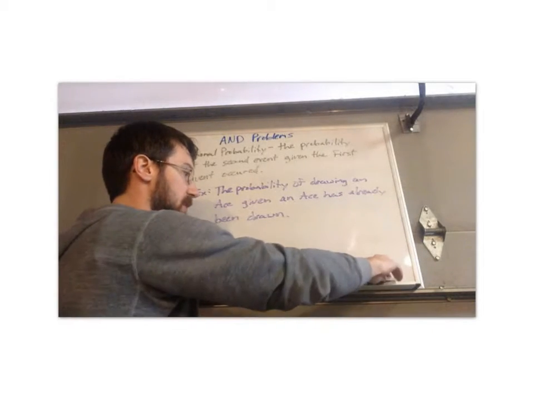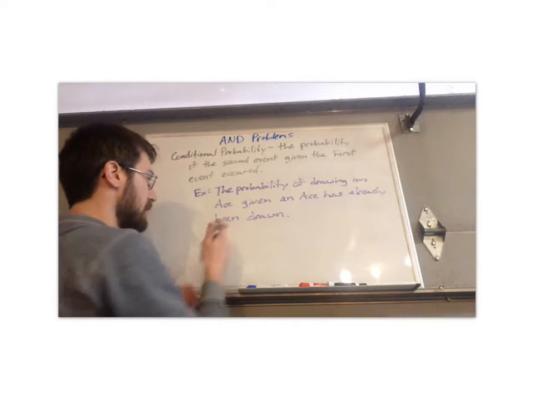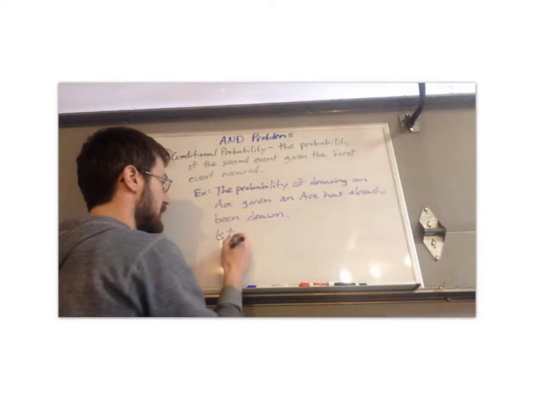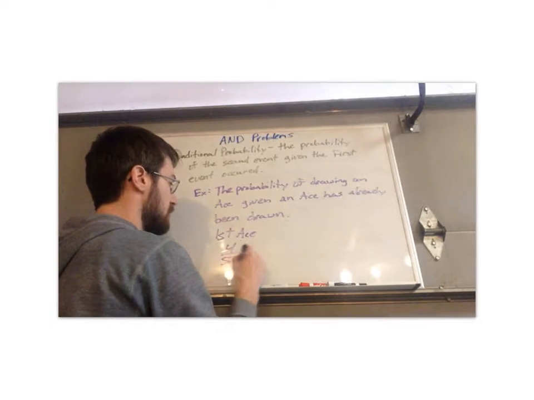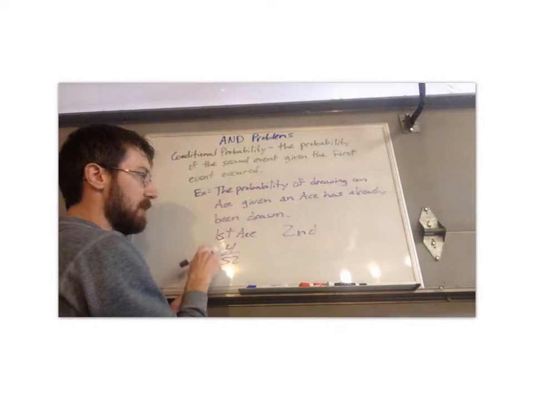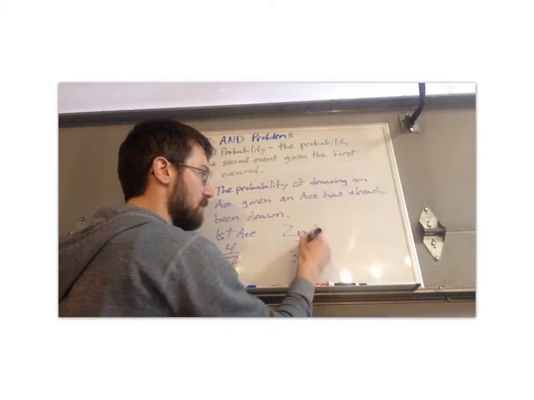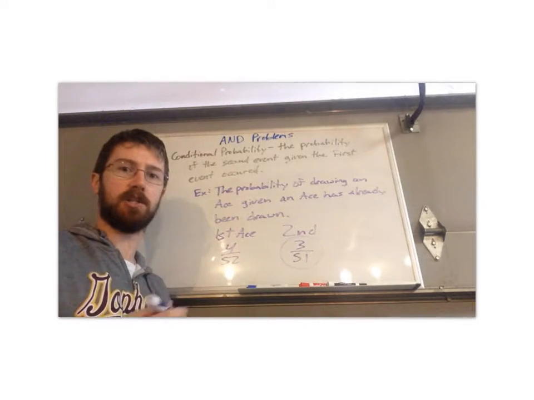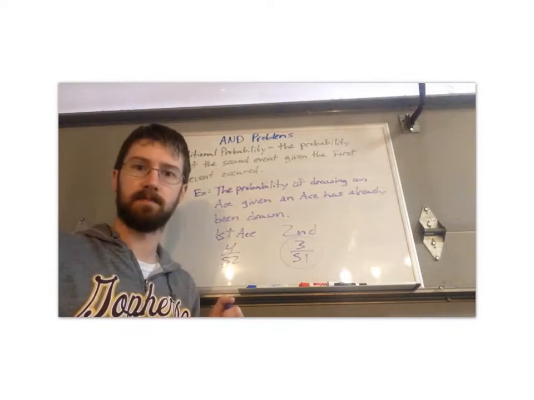So the probability of that first ace being drawn we figured out was 4 out of 52, right? So our first ace, that was a 4 out of 52. And then the probability of that second ace, given that we already drew the first ace, is now 3 out of 51. So that would be our conditional probability for drawing that second ace.